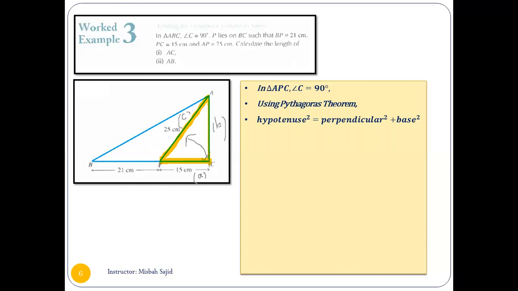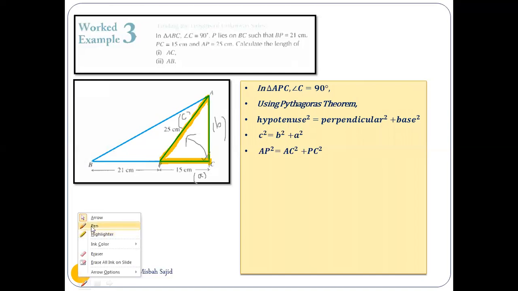So we have to find the perpendicular. Hypotenuse square would be replaced by c square, perpendicular square by b square, base square by a square. Now replace c square by AP square, because in triangle APC the hypotenuse is side AP. b square would be replaced by AC whole square and a square by PC whole square. I hope this is clear to you all. Now the next step is that we have to find the side perpendicular, AC.